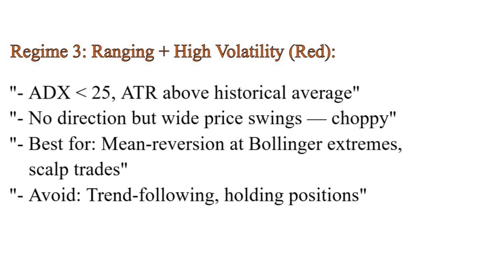Regime 3. Ranging plus high volatility, red. ADX below 25, ATR above historical average. No direction but wide price swings, choppy. Best for mean reversion at Bollinger extremes, scalp trades. Avoid trend following, holding positions.